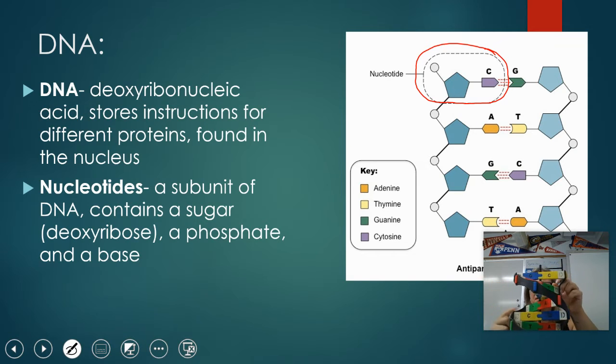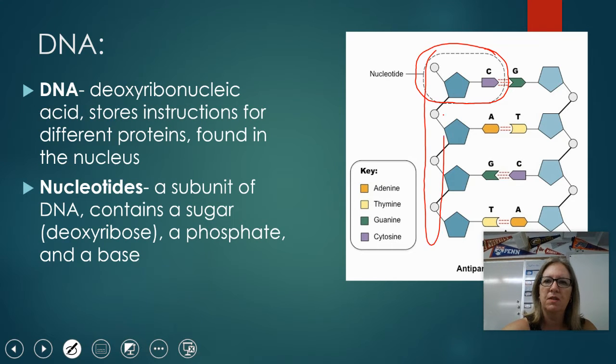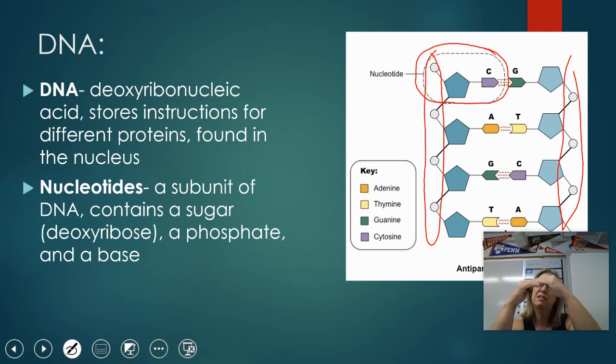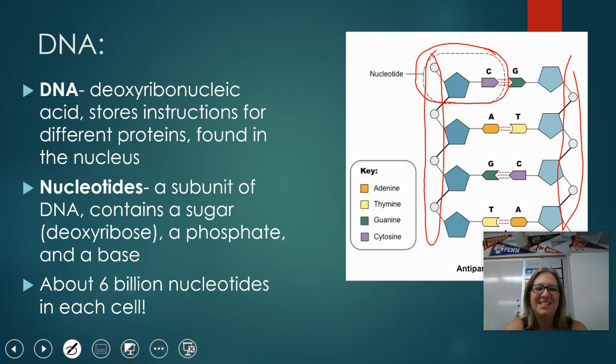This black thing on the side, that represents the phosphate, okay? And those phosphates on the edges are what tie the 2 sides together, okay? The DNA really makes this kind of ladder structure, all right? There's about 6 billion nucleotides in every single one of our cells.